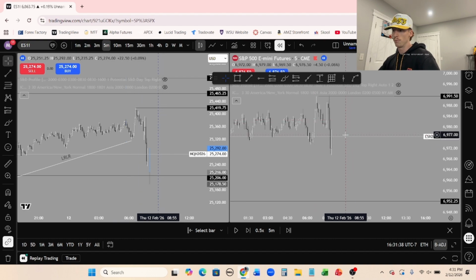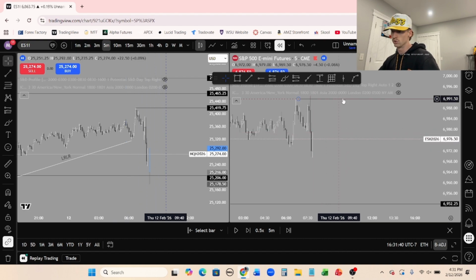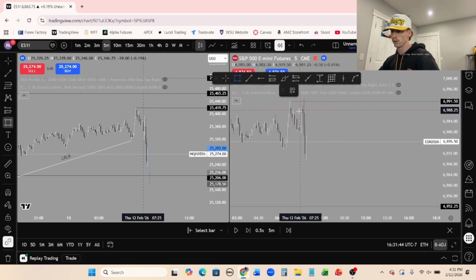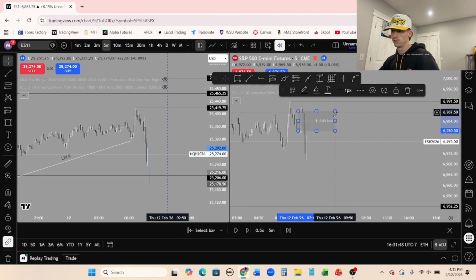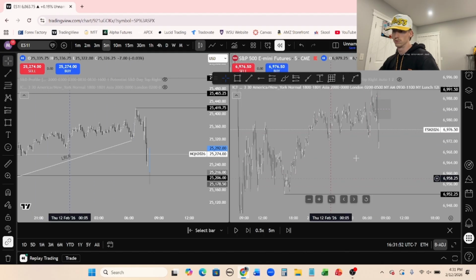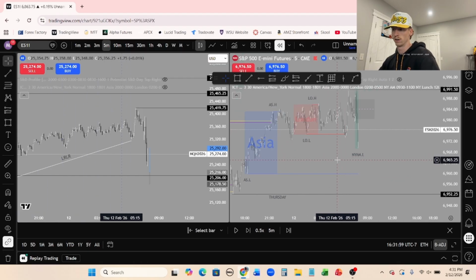I probably would have been comfortable to enter the trade if we retested this order block slash breaker block. Then I could have targeted all of these lows, the same lows, right? All these lows, maybe the Asian lows would have been a great target.